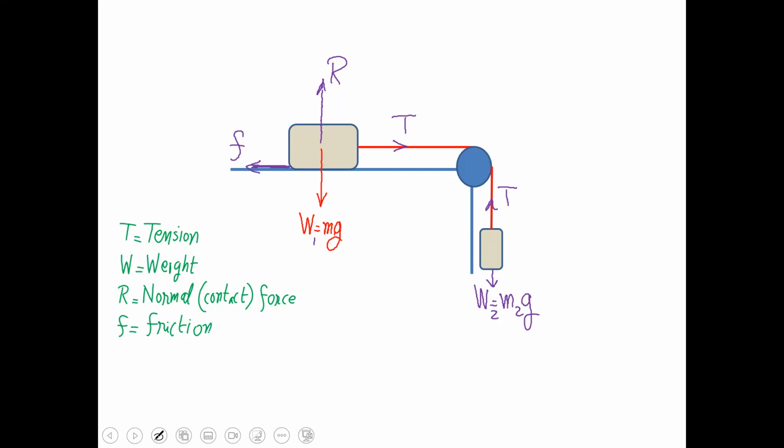Now, these are the forces, and the system is showing that the tension is there in the string. Normal reaction is upward, weight is downward, friction is backward, because obviously the hanging object will try to move downward. Yes, sir.